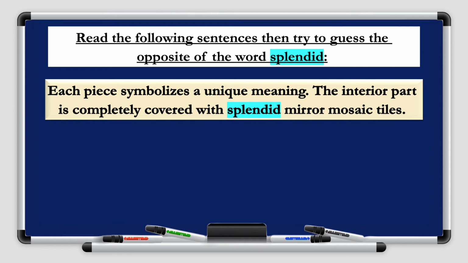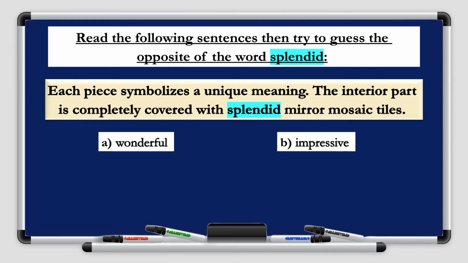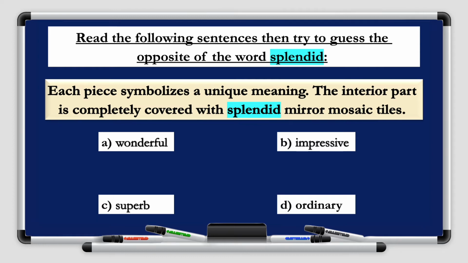Read the following sentences and try to guess the opposite of the word splendid. We gave you the meaning, we gave you the synonyms, and now we need to find the antonym of the word splendid. We have this sentence. Each piece symbolizes a unique meaning. The interior part is completely covered with splendid mirror mosaic tiles. The opposite of the word splendid is wonderful, impressive, superb, ordinary.